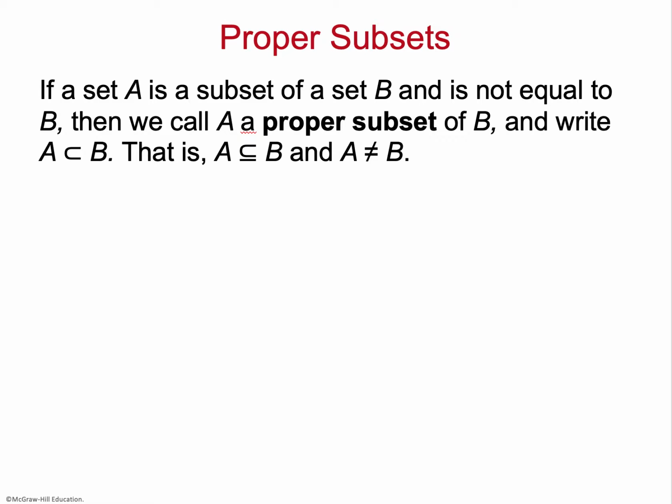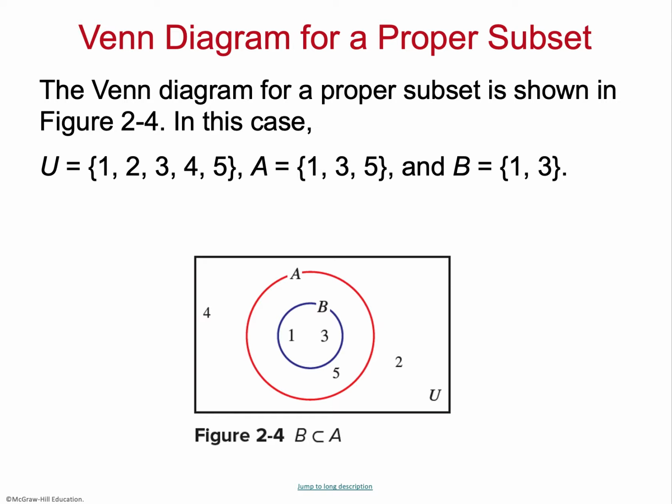Proper subsets are subsets that are not equal, such that A is not equal to B. So I'm taking out that first layer. If I look at this Venn diagram, all the items in A are found in B except for the number 5. And then the numbers 2 and 4 from set U don't belong to either one of those, but they are still a part of the universal set. So I'm going to put them outside of the circles.